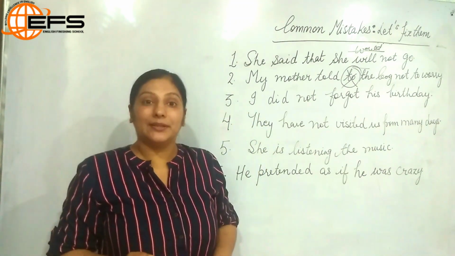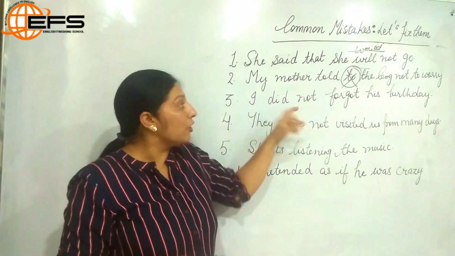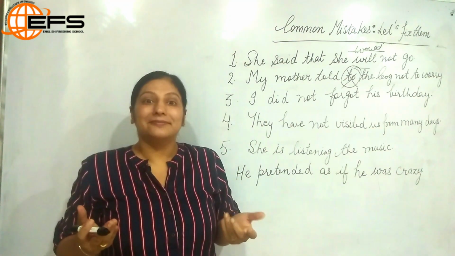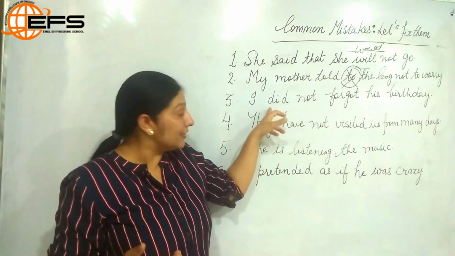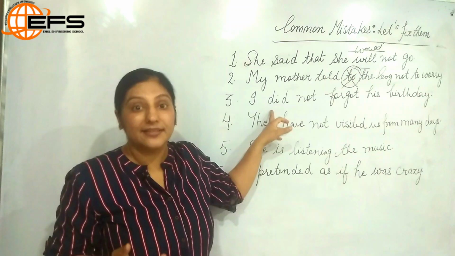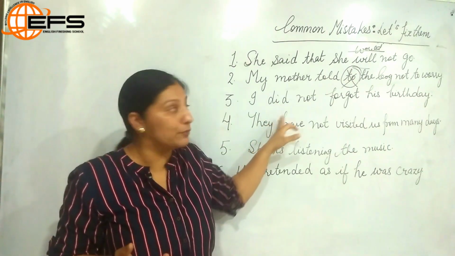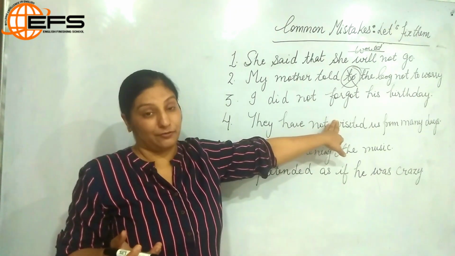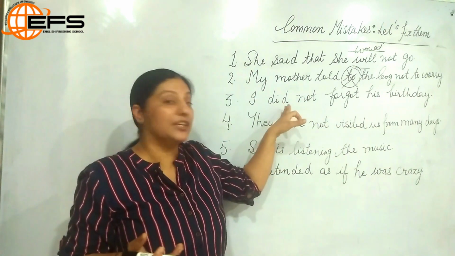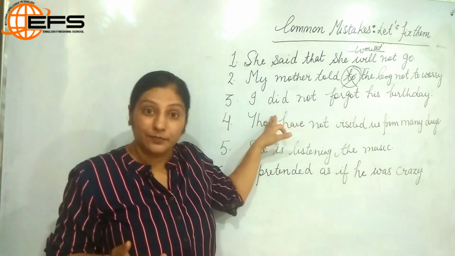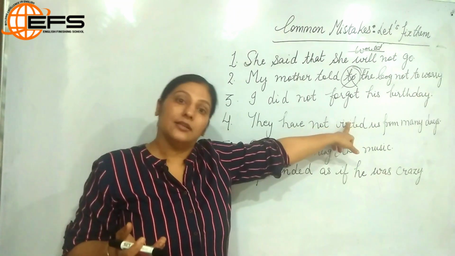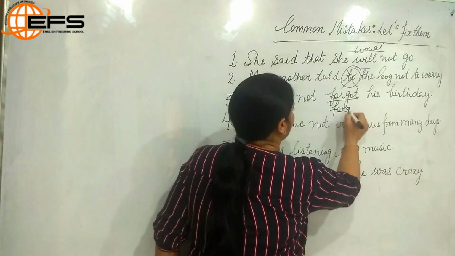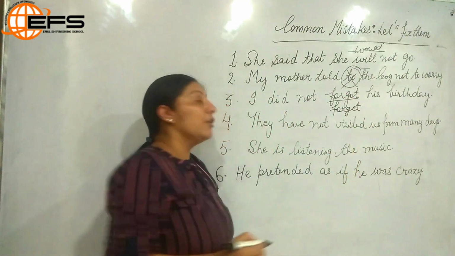Let's look at example number 3: I did not forgot his birthday. What is the error? Yes, let me tell you, did is already used here in the sentence as a helping verb and it is the second form of the verb. And we have again one verb which is an action verb, forgot. So 2 second forms. We cannot have a second form of the verb with did. We always use did plus first form in the simple past and negative. So we will replace forgot with forget. I did not forget his birthday.